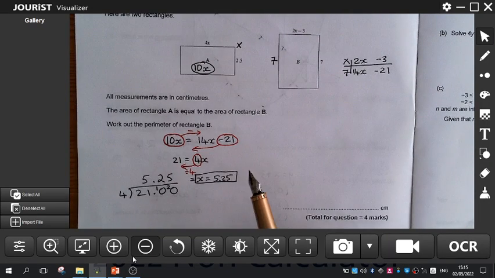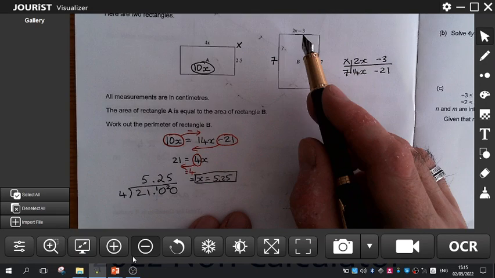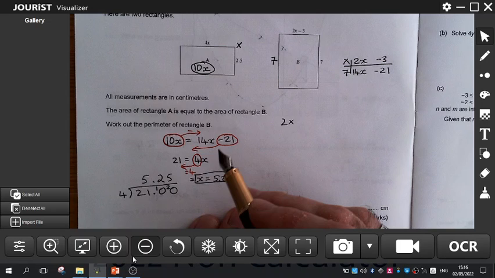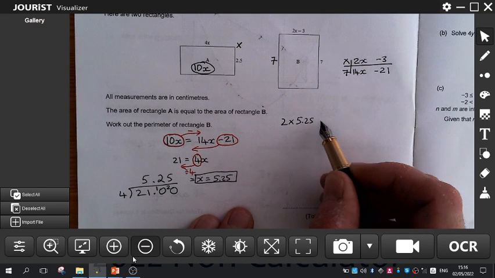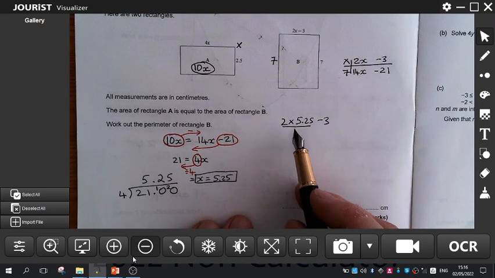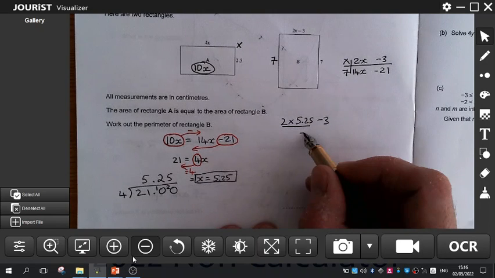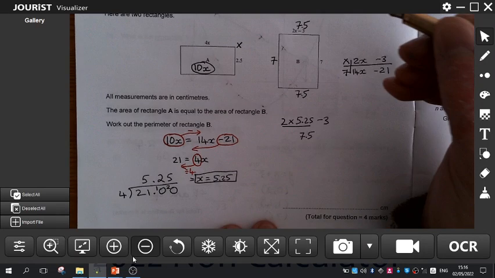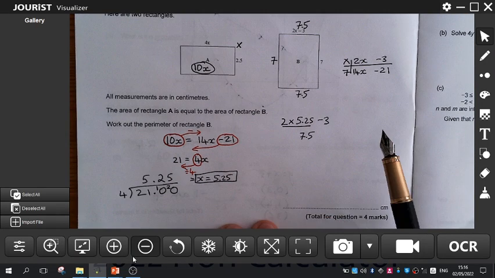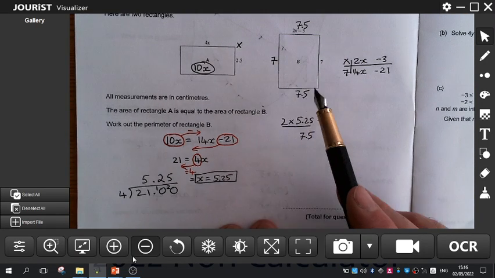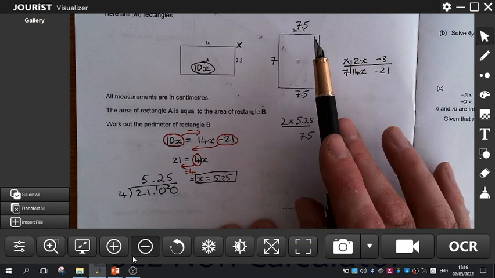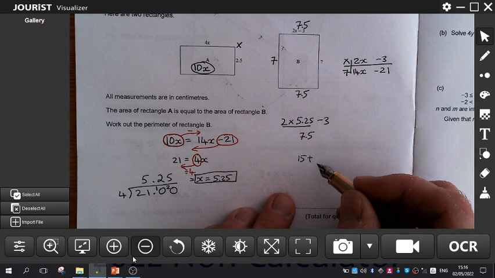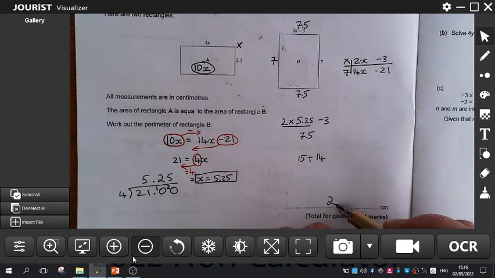We do know x is 5.25, and we know the length of this side is 2 lots of x, 5.25 minus 3. Double 5.25, 10.5 minus 3, 7.5. We could add that information onto the diagram, and for perimeter, all that we need to do, add them all up. 7.5 add 7.5 is a lovely complement of 15. 15, add the 7 and 7, so add 14, gives me my final answer of 29 centimetres.